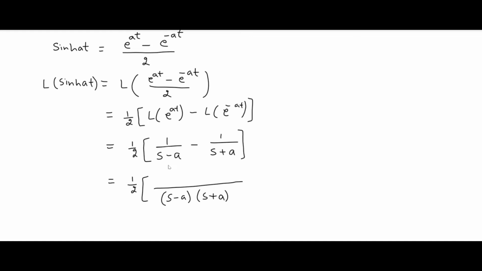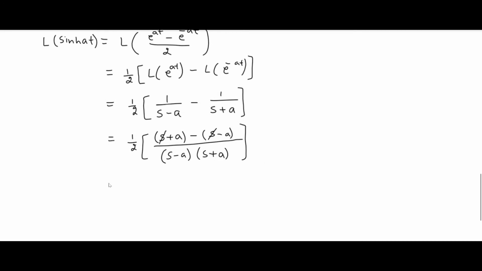And once again we'll try to just cross multiply. 1 into s plus a will be s plus a. Here you have negative sign common there. So we'll take negative sign common, multiply s minus a with 1. You'll be getting s minus a. So in this case plus s and minus s will cancel out.